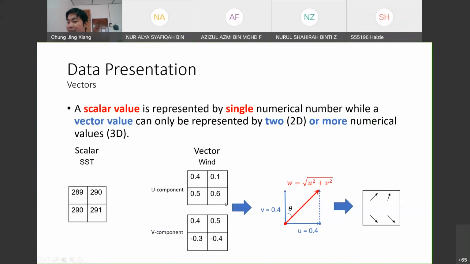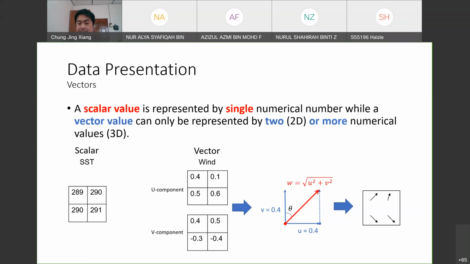So when you have something positive for U, it means it's going eastward, just like your number line. When you write on a number line, if you go from left to right, the number increases. But if you go right to left, the number decreases. So going from down to up, positive, increase. Up to down becomes negative. So this is how you draw the vector.